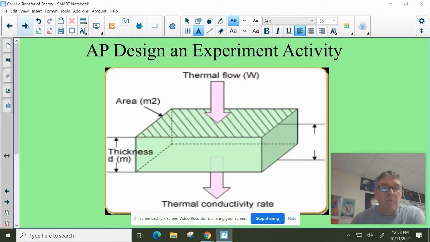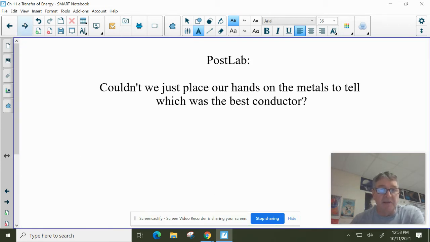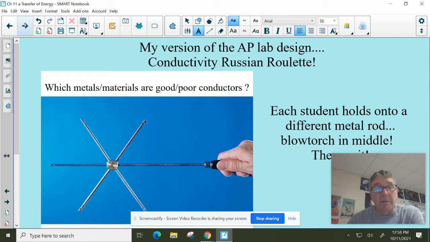Okay. Now we're going to do a lab. I don't want to give away too much. The AP loves to have a lab where you actually have to figure out how quickly heat can transfer through something. We're going to do that in class, so I'll talk more about this later. This is one of my favorite things.